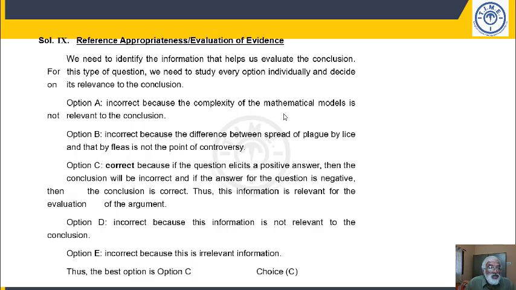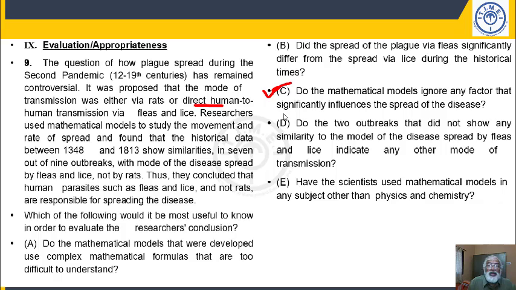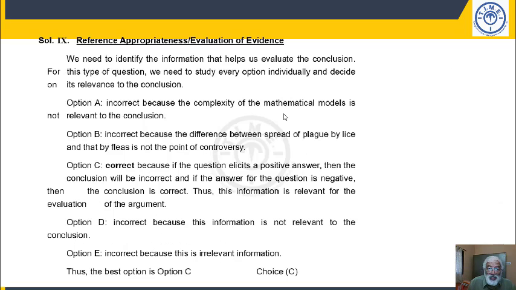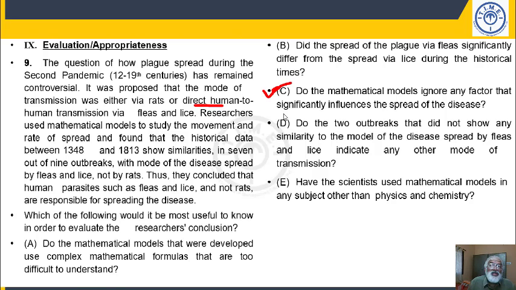B is incorrect because the information is not relevant to the conclusion. What is that information? B is about do the two outbreaks that did not show any similarity. No, the fact is we looked at 2 out of 9 is not something that we pay as much attention to when we've got 7 out of 9. And E is incorrect because this is irrelevant information. Have they used mathematical models elsewhere other than physics and chemistry? Which means you're questioning whether they can use mathematical models here. That's not relevant to the discussion. So C is the answer to this question.